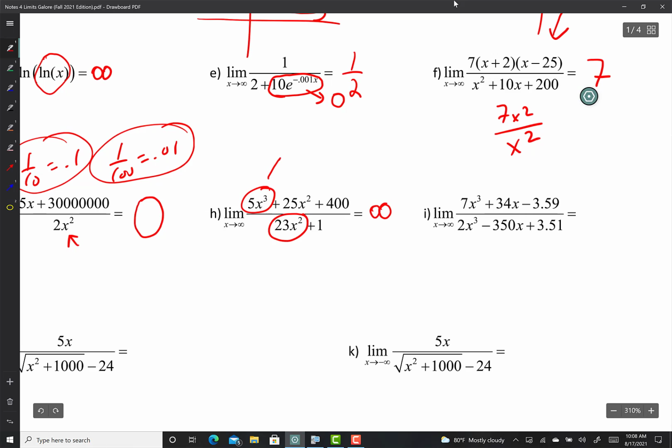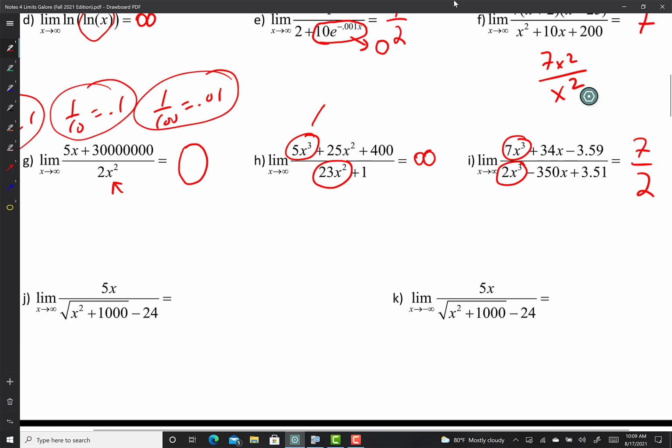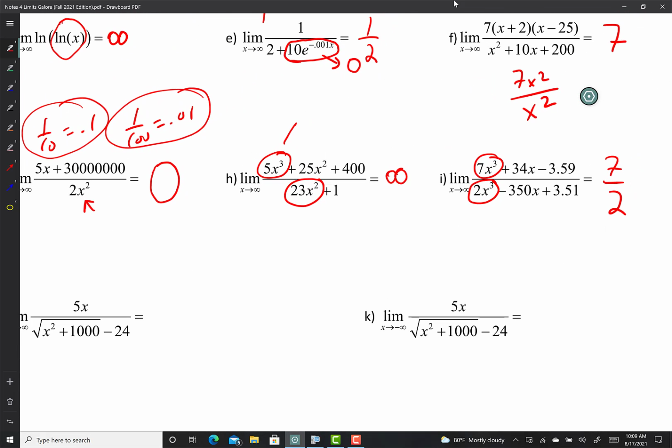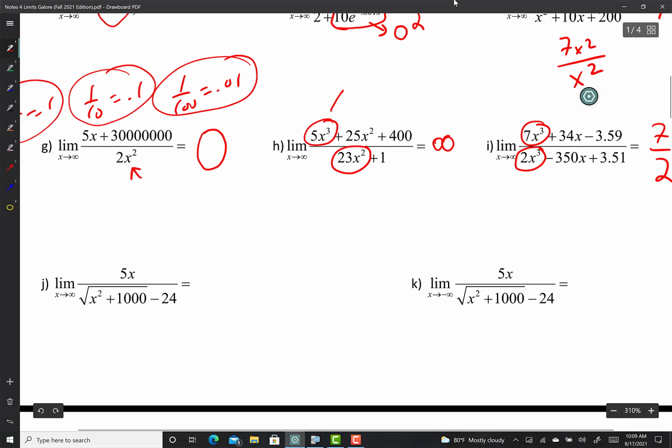Letter I. Biggest power is 3 in the numerator. Biggest power is 3 in the denominator. What am I approaching? 7 over 2, 7 halves. Let's see how smart you guys are. That's only if x approaches infinity. And if they have the same degrees, yes. Don't be a robot though. Make sure we understand why, right?